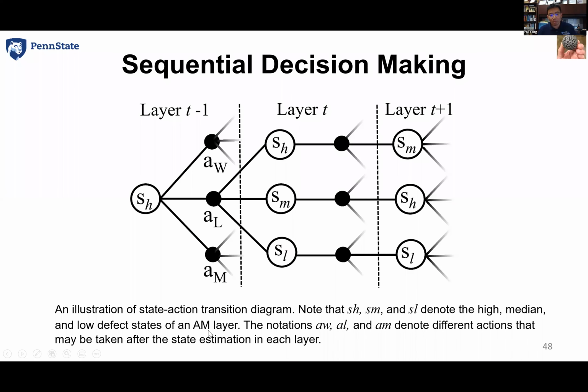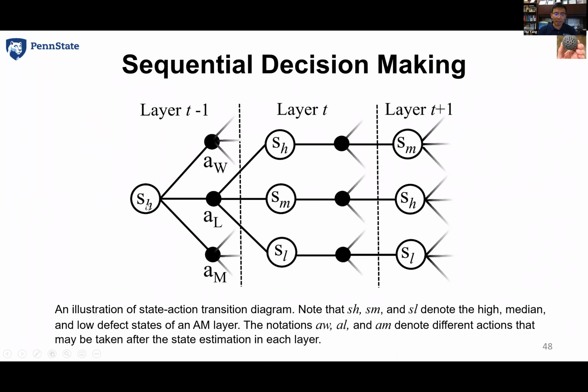So if you have a defect probability, there's a probability that this layer has a defect. And then based on the state, you can take different actions. AW means that you wait and do nothing. And AL means you can do the fix. You can come back and fix the defect part. And AM, small m, this M means machining the whole layer off, like hybrid manufacturing, additive and the traditional subtractive. You can actually remove this layer and redo it. These are different actions you can take.